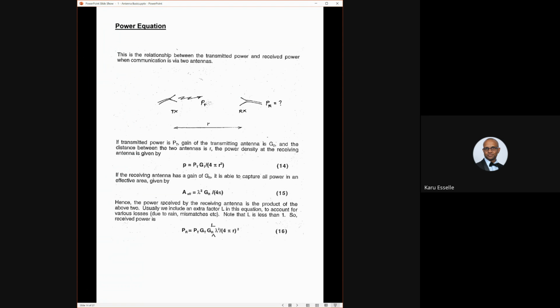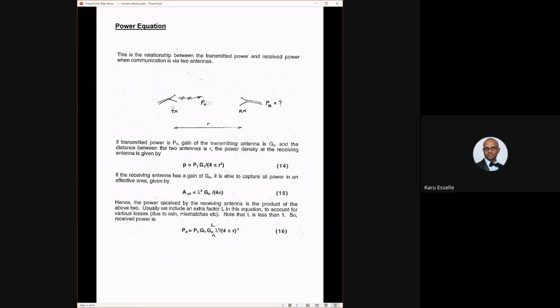So under far field conditions, it's quite easy to calculate the power received by the receiving antenna. This is the way to derive it. I will only explain the equations. This is the power transmitted by the transmitting antenna, PT. And what is the power density at the receiver antenna? The distance between the two is R.